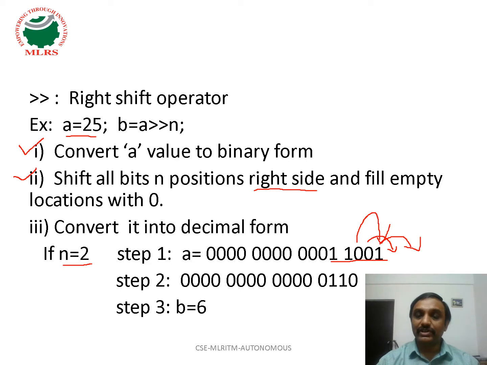1, 1. These are shifted to this one. These 3 are filled here. Okay. And like that, every bit is shifted 2 positions to the right side because our n value is 2. So in that case, the leftmost 2 positions become empty. Those locations you have to fill with 0. So after performing this, the resultant one you got, you have to convert to the decimal form, that is b equal to 6. So that is about the right shift operator.